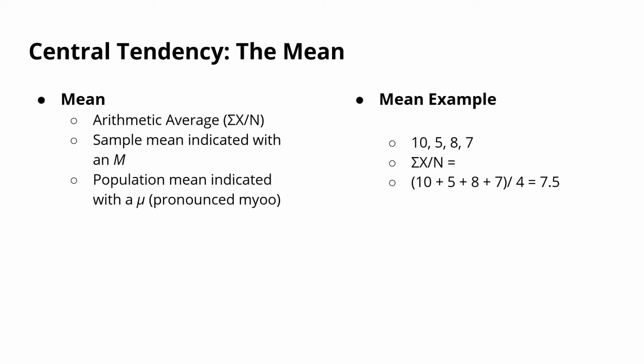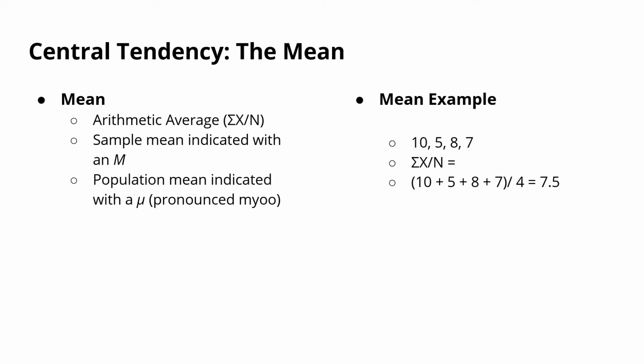Our first measure of central tendency here is the mean. This is probably the one that you're most familiar with, where you're just taking the average of a set of numbers. All you do to compute the mean is add up a set of scores and then divide by the number of scores. In this example, we have scores of 10, 5, 8, and 7. We add them and then divide by 4, the total number of scores, which in this case gives us a mean of 7.5.